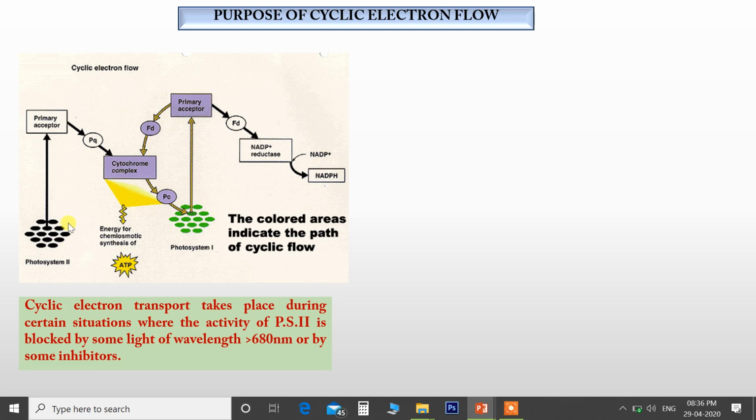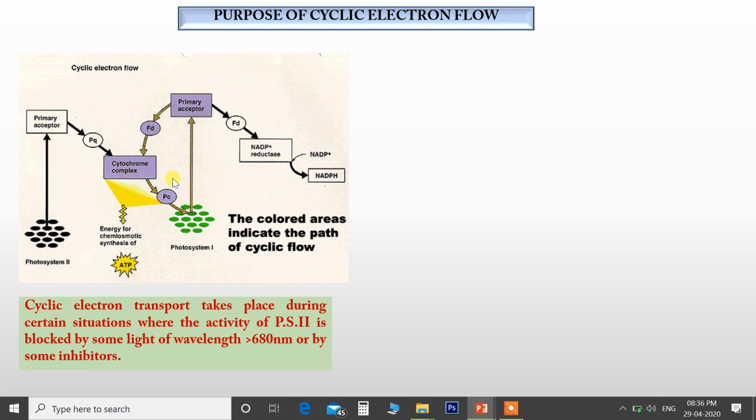So inside the chloroplast, if any inhibitor compounds inhibit pigment system 2, or sometimes P680 will be inhibited by some higher wavelength radiations, or some situations happen which block the activity of pigment system 2, thereby photolysis, etc. So in such situations, cyclic electron transport takes place as a bypass process, by which electrons are returning back to PS1 itself, and it will produce 2 ATP molecules. So that may be one purpose.